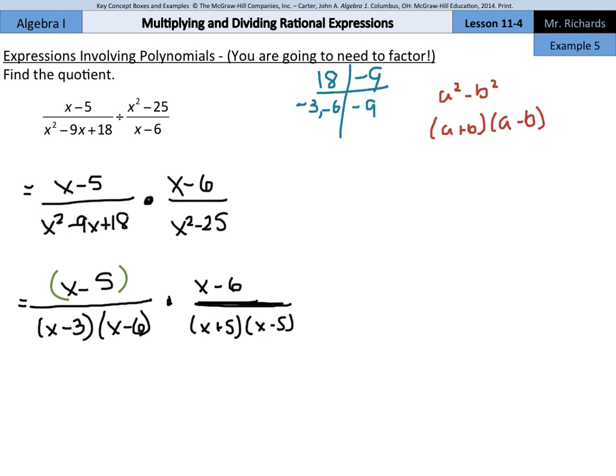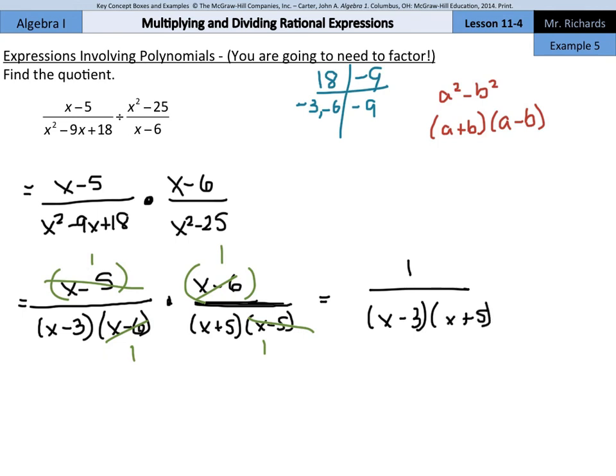So now we can simplify some of these GCFs. We have this x - 5 that simplifies with this x - 5, and those both become 1. We have this x - 6 and this x - 6, and those are both 1. So now we can multiply these through. 1 times 1 is 1 over (x - 3) times (x + 5). And that is our simplified answer, 1 over (x - 3)(x + 5). And that is it for this lesson on multiplying and dividing rational expressions. Good luck.